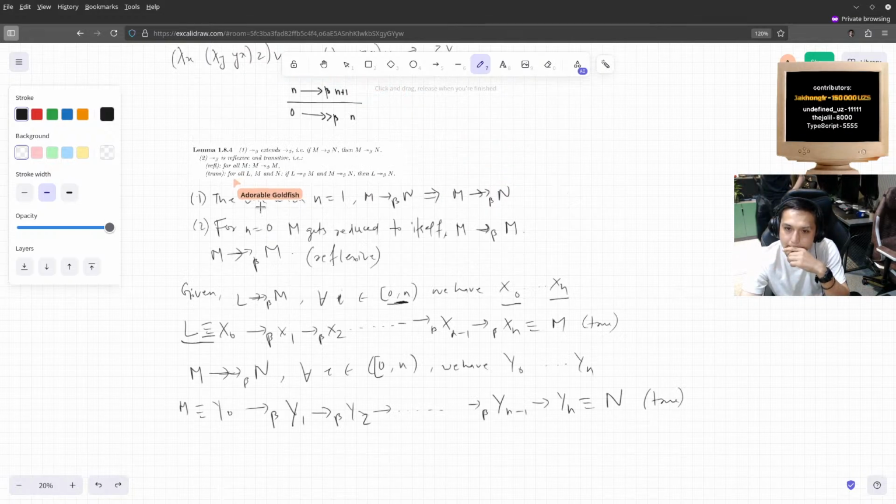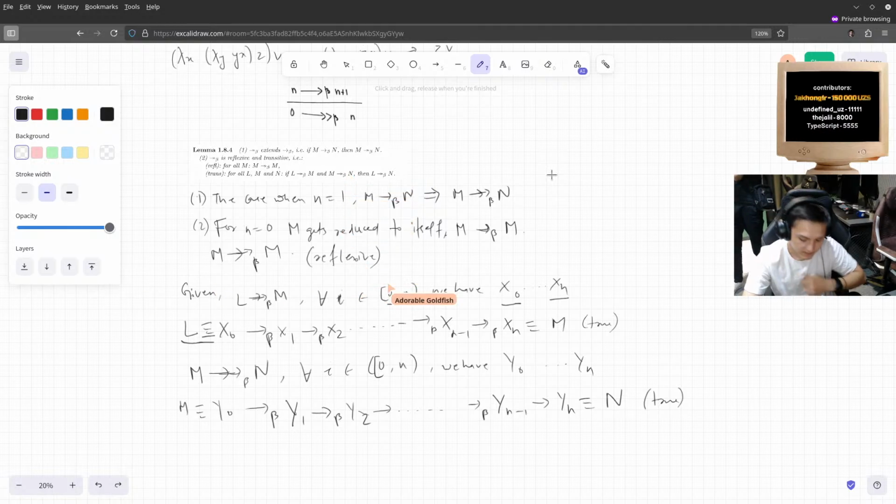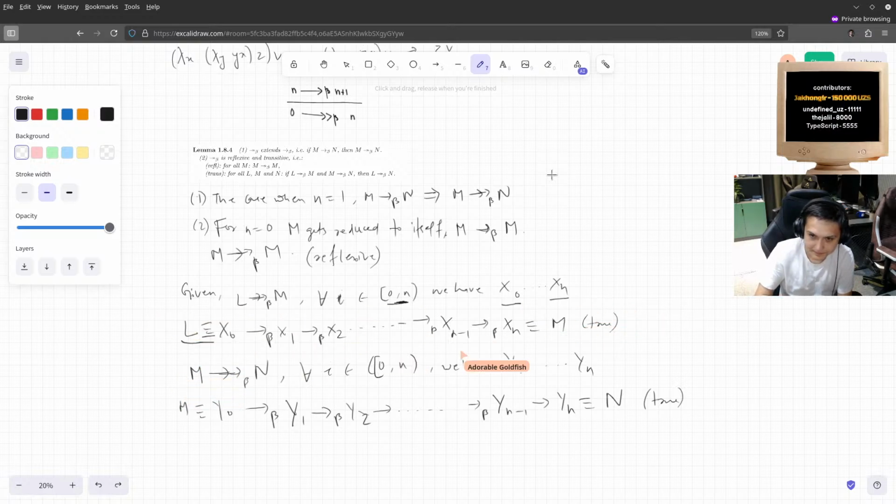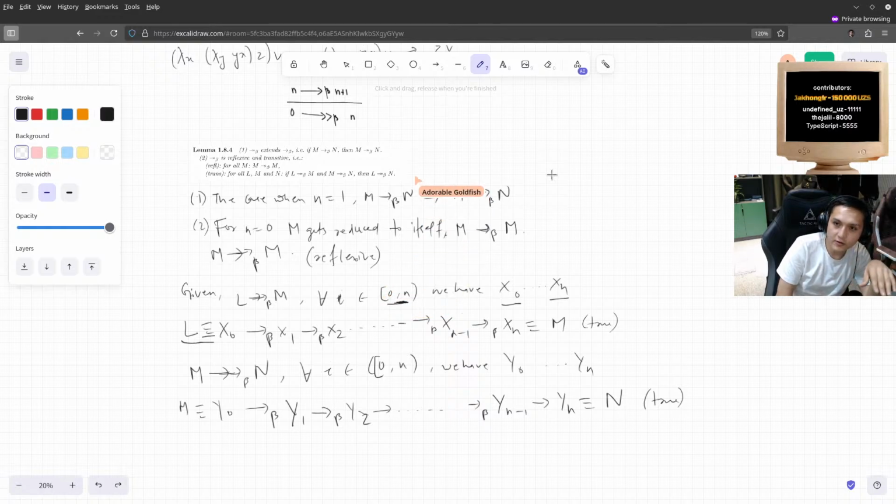So look at the proof. For all L, M, N, if L is beta reduction relation to M and M is beta reduction relation to N. So we're just writing that out, right? We have the first one and then the second one. We're just expanding the definitions. So we know that these two statements are true. Now we have to show that this statement is true.